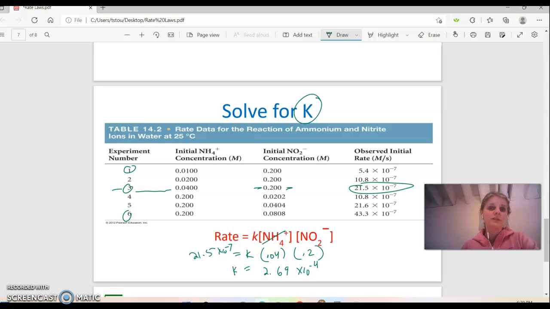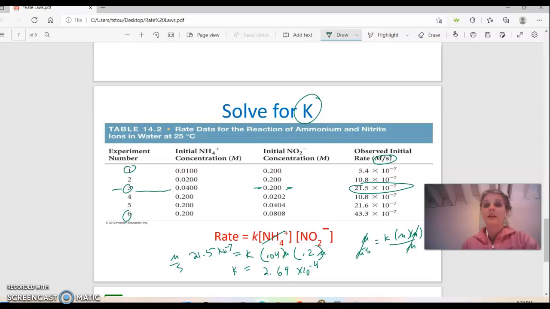The only thing that's kind of tricky is solving for the units. Now my rate is in molarity per second, and these two are in molarities. So if I look at the units of this, molarity per second equals K times molarity times molarity. If I'm going to solve for K, I'm going to divide both sides by molarity.